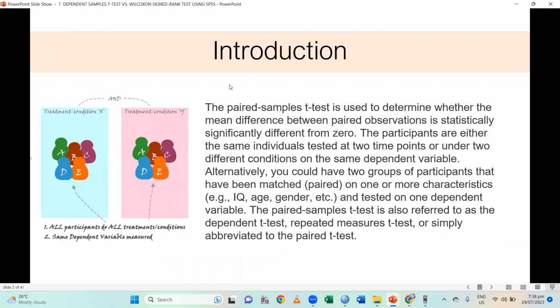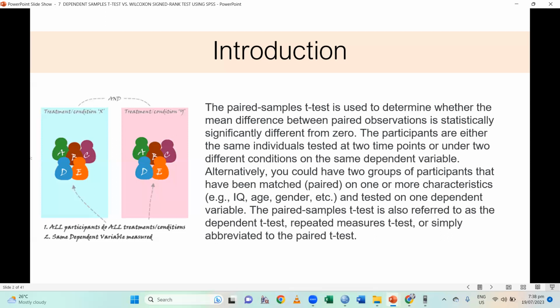So please read, ma'am, the introduction for this test. The paired samples t-test is used to determine whether the mean difference between paired observations is statistically significantly different from zero. The participants are either the same individuals tested at two time points or under two different conditions on the same dependent variable. Alternatively, you could have two groups of participants that have been matched or paired on one or more characteristics, such as IQ, age, gender, etc., and tested on one dependent variable.